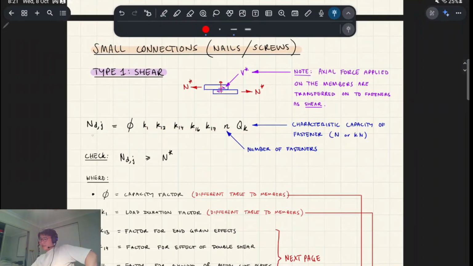So it's N axial, D is design, so that's where you have all the K factors and phi, and the J here stands for joint. So sometimes it's referred to as the joint strength. And we have all these K factors, which I'll explain in a second. N is the number of fasteners, right? So what happens is your capacity goes up as you have more fasteners, right?